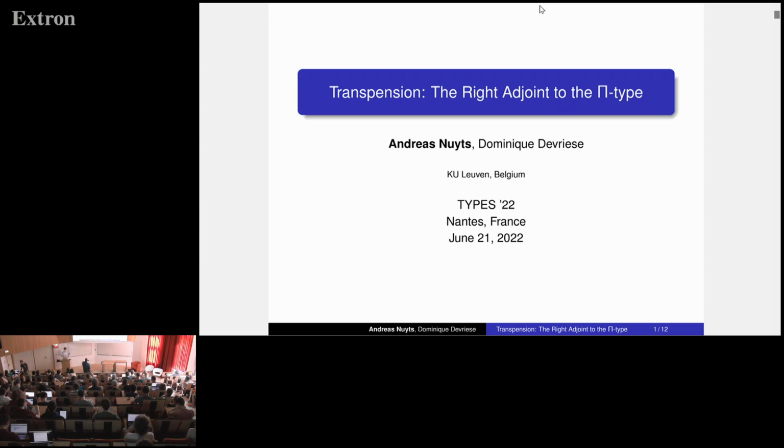The speaker is Andreas Nuyts, who will speak about Transpension, the right adjoint to the pipeline.